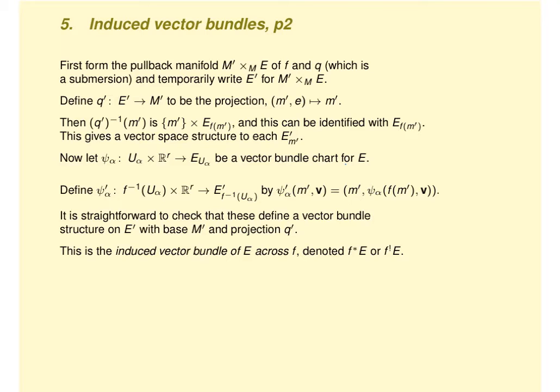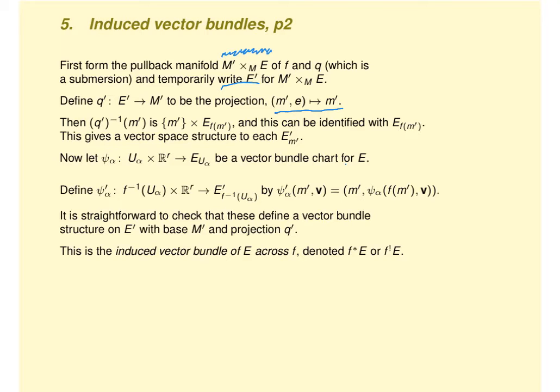So I'm going to define the induced vector bundle structure on this pullback manifold. So my pullback manifold is here. It's M prime and E pulled back over M. The bundle projection is automatically a submersion, so the transversality condition is satisfied. And just for the moment, I'll write E prime for this pullback manifold. Then Q prime, which will turn out to be the bundle projection, is simply the projection onto the M prime factor.